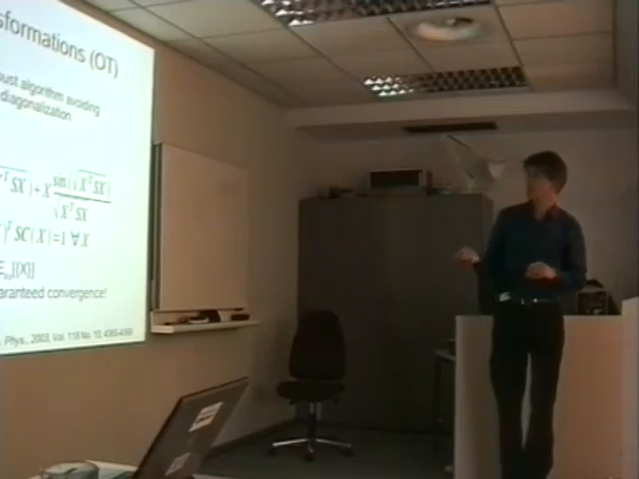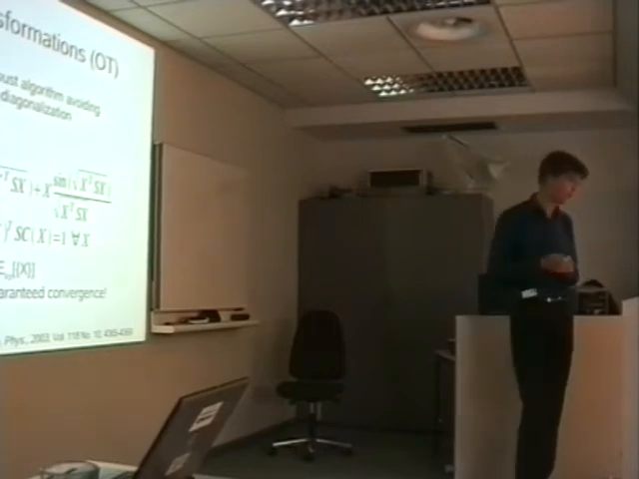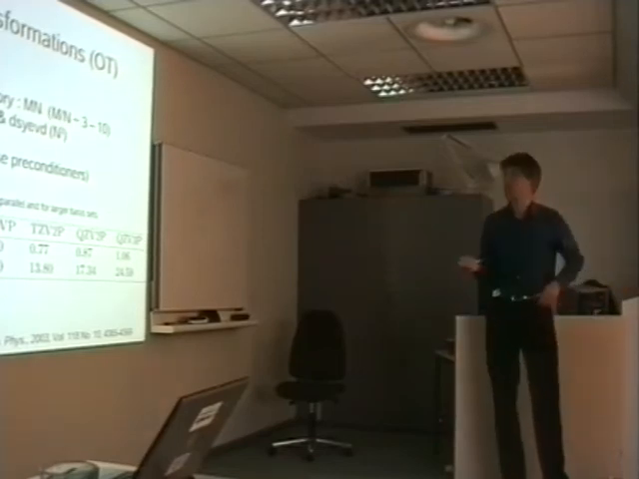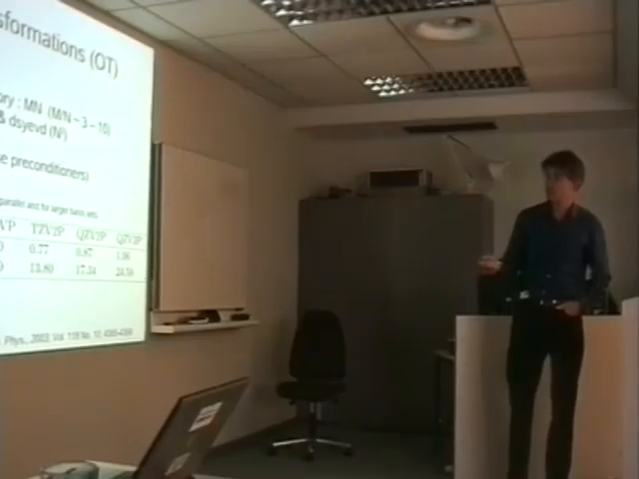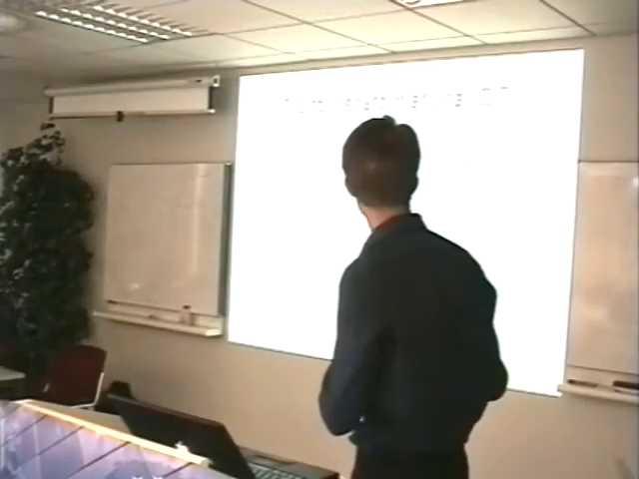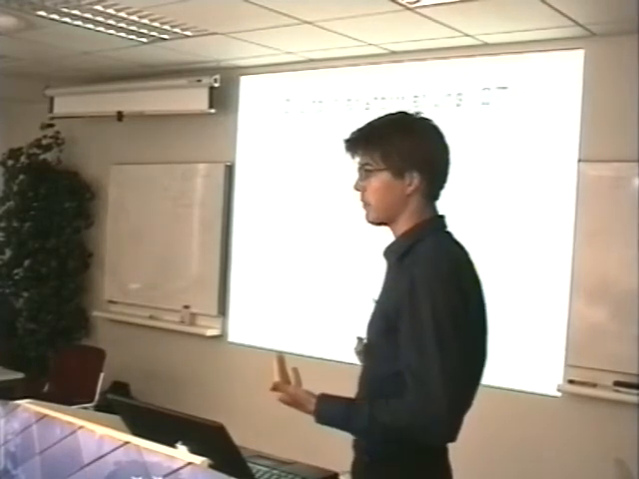The other thing is we avoid diagonalization. We can use mostly matrix multiplies for this minimization problem. And that is much faster, especially in parallel. There is a comparison here between a diagonalization-based optimization and this new method, the orbital transformation method. And you can see that especially as the number of basis functions increases, the new method becomes significantly faster than a diagonalization-based approach.